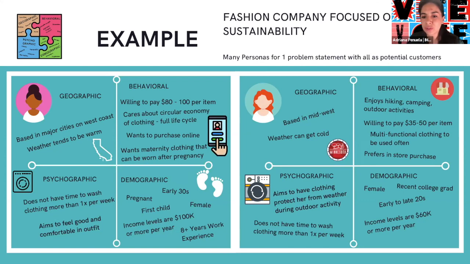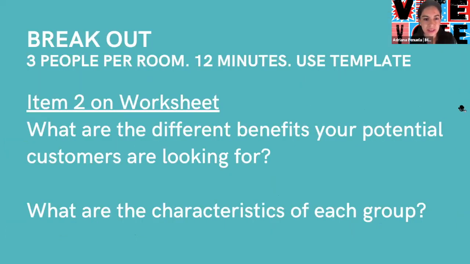And then in terms of demographics, they are recent college grads. They identify as female, and they're in the early to late 20s, with incomes of about 60,000. So now you can see that there are two different personas in different spaces in life. Okay, so let's go to the next slide.